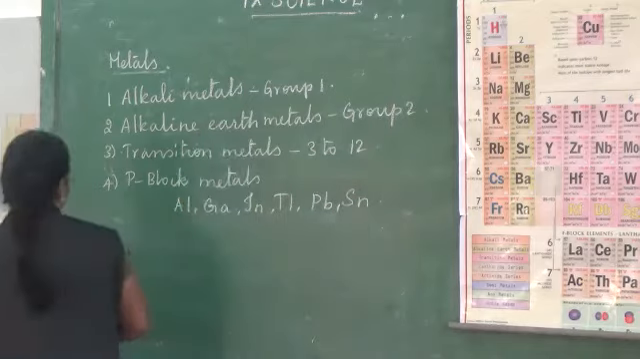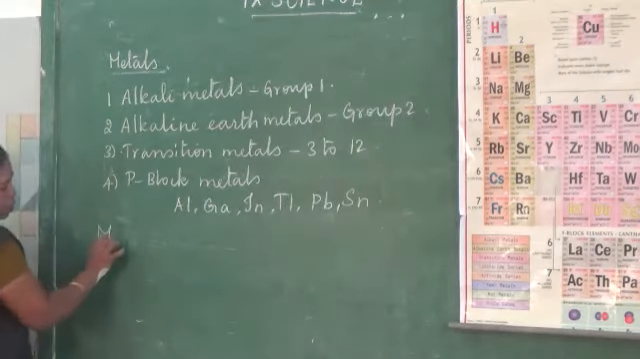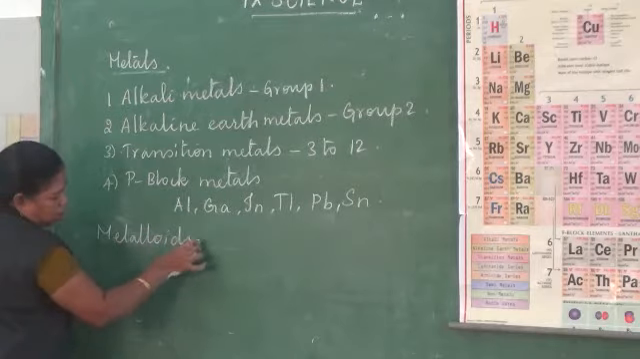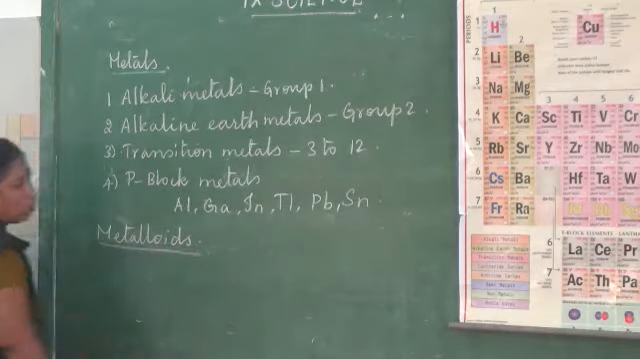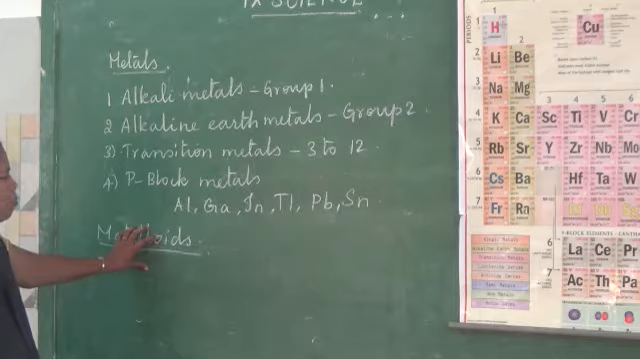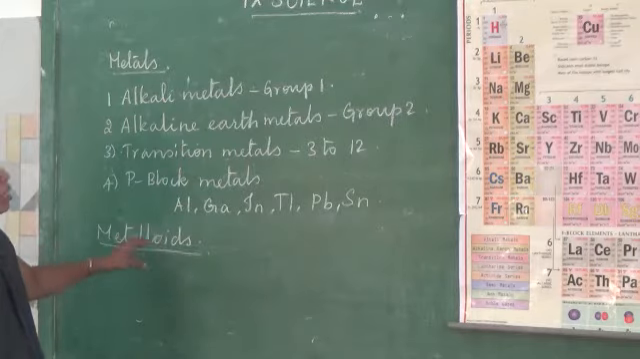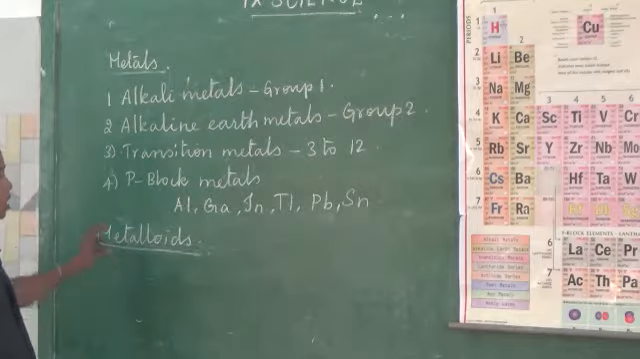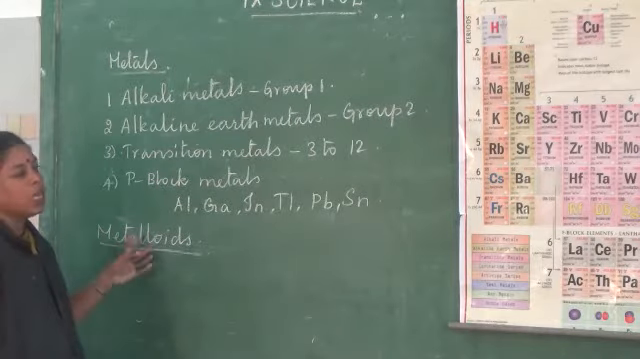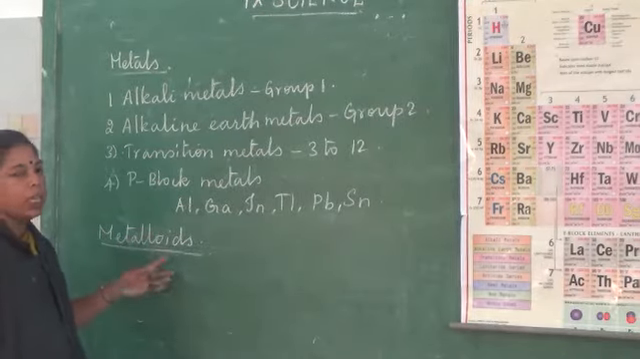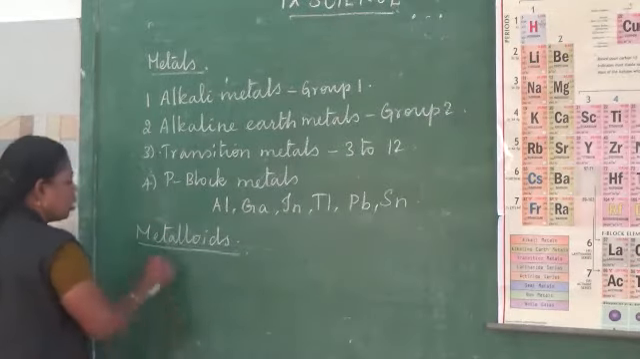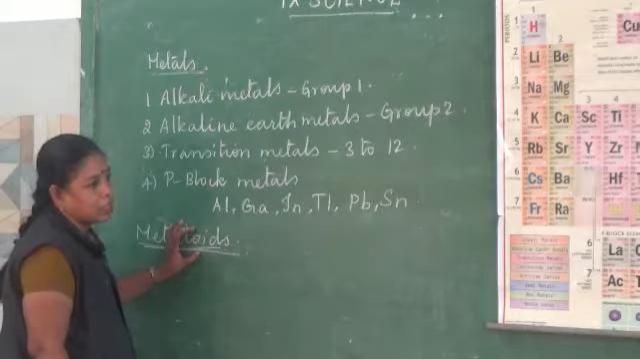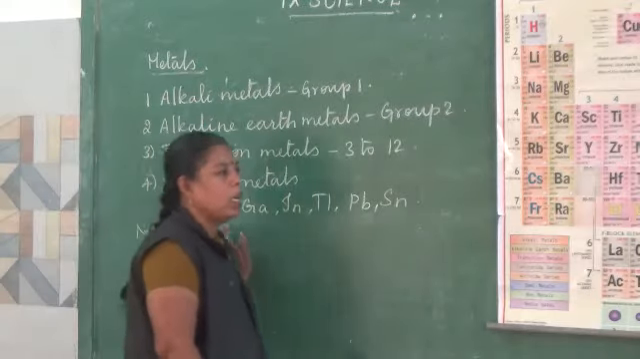And next we are going to see about metalloids. Metalloids are the elements which have the property of metals as well as non-metals. Their property is intermediate between metals and non-metals. Those elements are called metalloids.